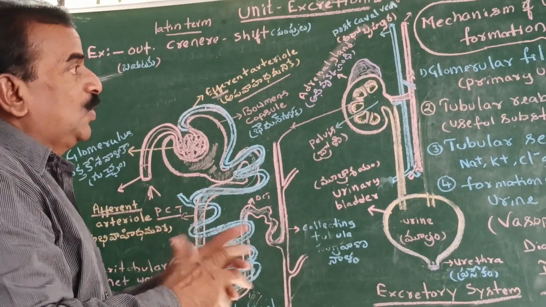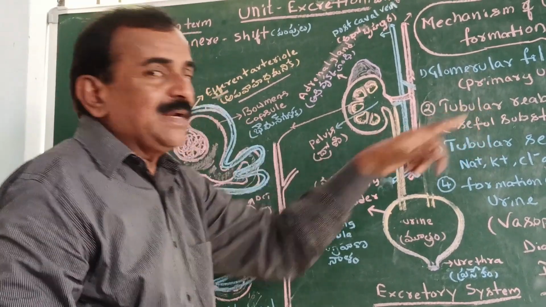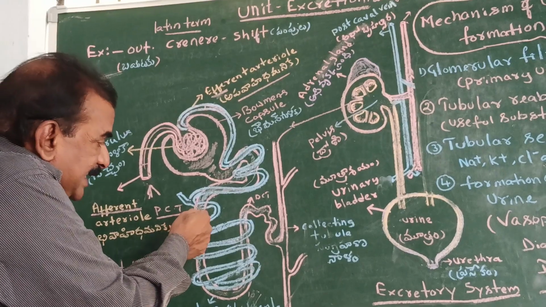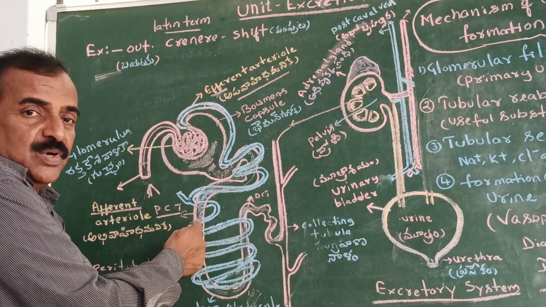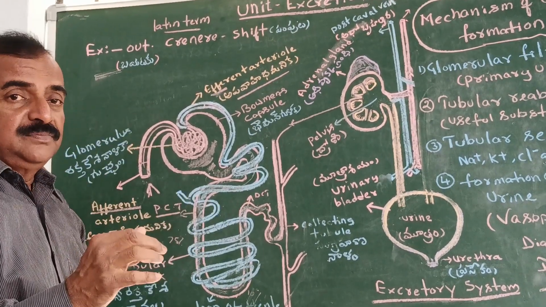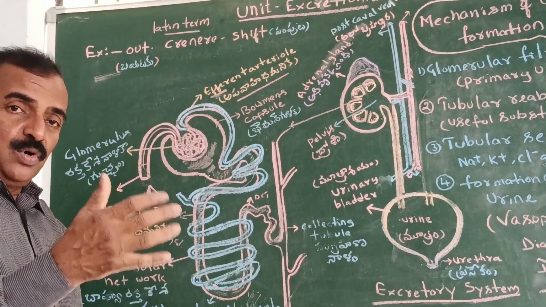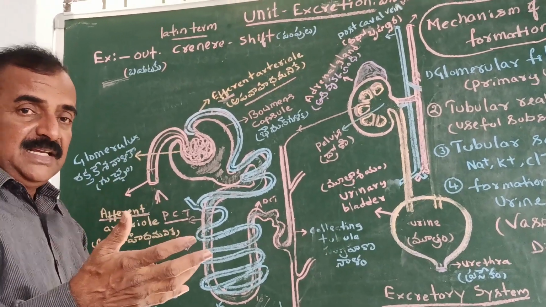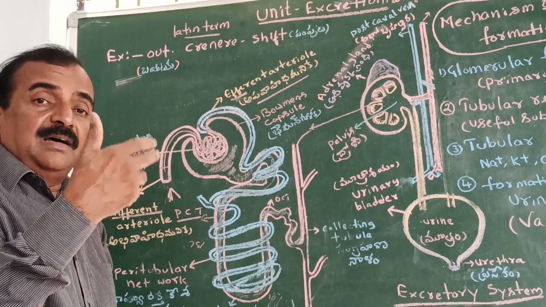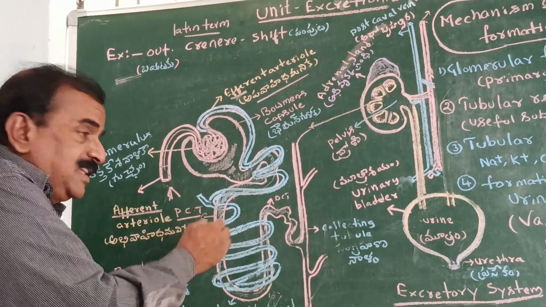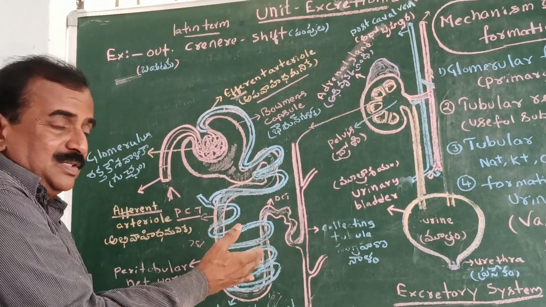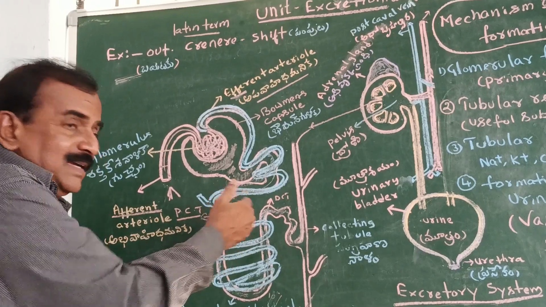In the renal tubule, what will take place? Tubular reabsorption takes place. Here, the primary urine consists of more water and also useful substances like glucose, amino acids, fatty acids, and several other substances, and these should be immediately reabsorbed into the blood vessels.